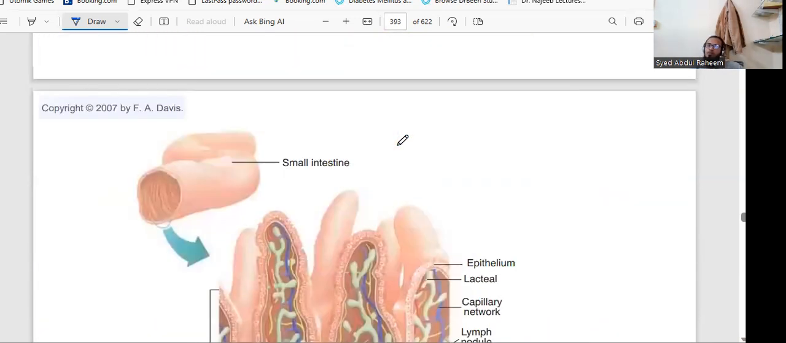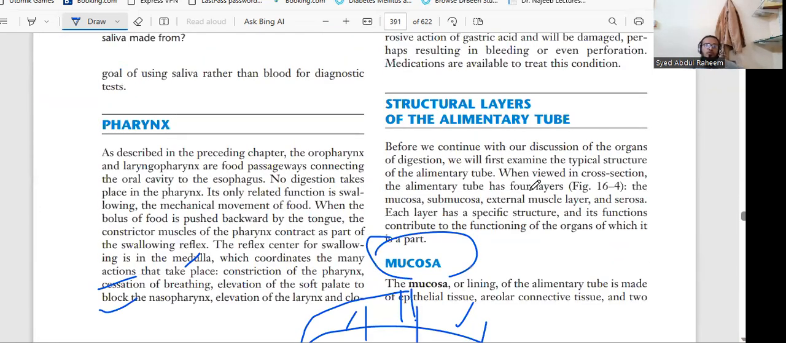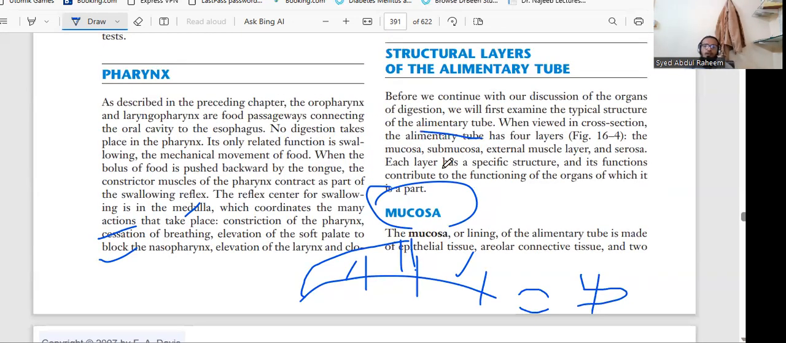Okay, so let's talk about what is in these layers. Before we continue with our discussion of the organs of digestion, we will first examine the typical structure of the alimentary tube when viewed in cross section. If it is cut, we will see it like that. We have four layers: mucosa, submucosa, external muscular layer, and serosa. Each layer has a specific structure and function, so that is the reason we have to study it.